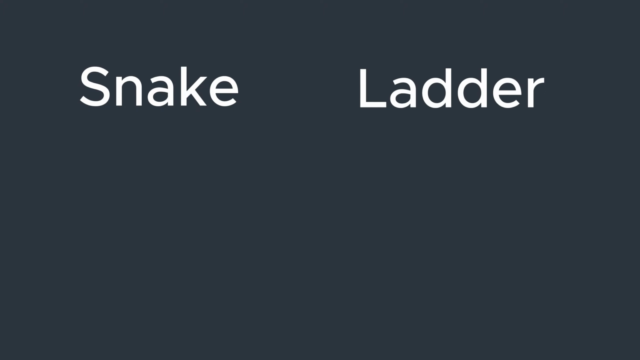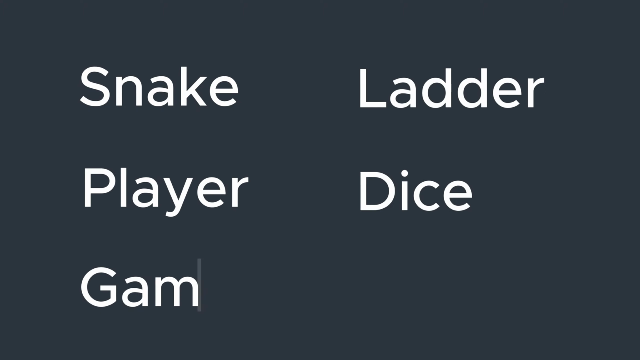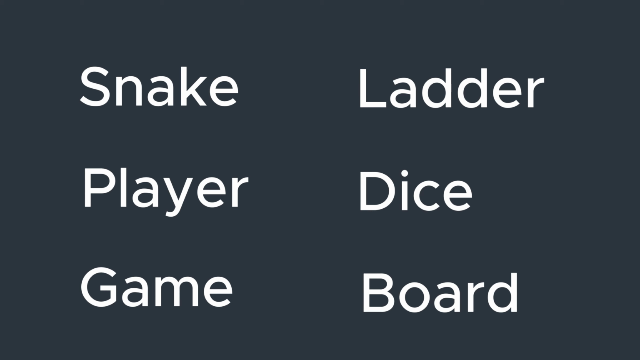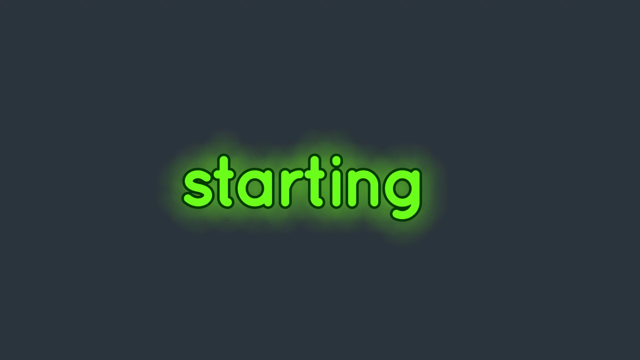Based on the requirements, we have the following entities: snake, ladder, player, dice, game, and board. Let's look at the code for each entity along with their relationships with other entities. We will follow the bottom-up design approach by starting with the smallest unit in the system.